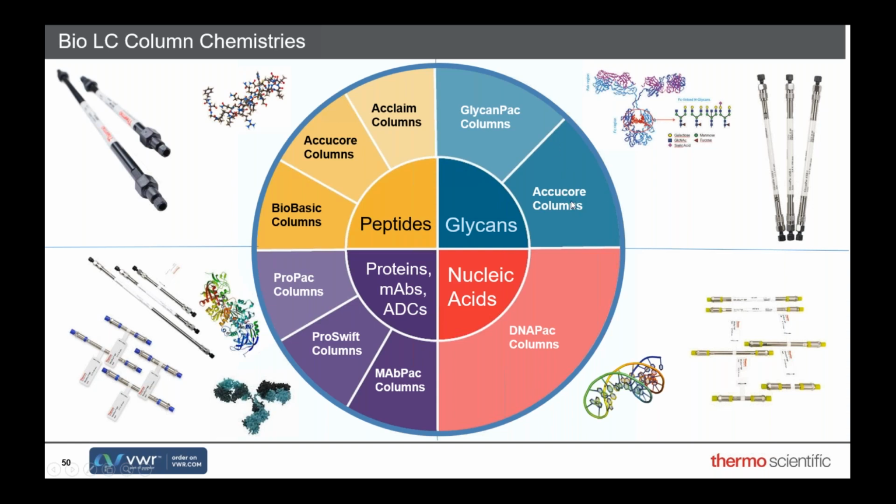When you look at glycans, we've got the amide glycan column, which is an amide HILIC, a normal column you'd use, but the GlycanPac columns are very important. They're a mixed mode column, with anion exchange and reverse phase, or anion exchange with HILIC, and that gives you the extra ion exchange separation alongside the HILIC or reverse phase.